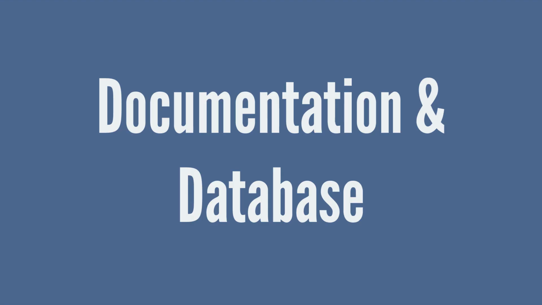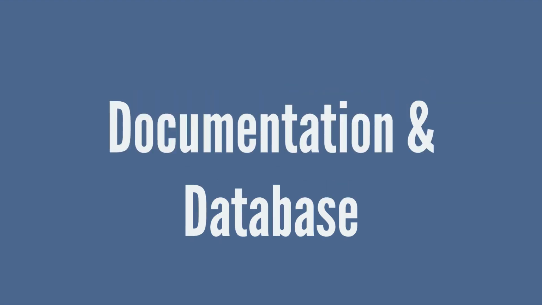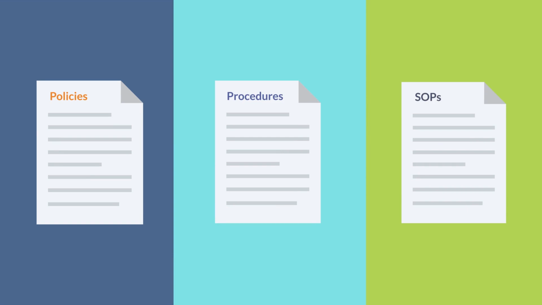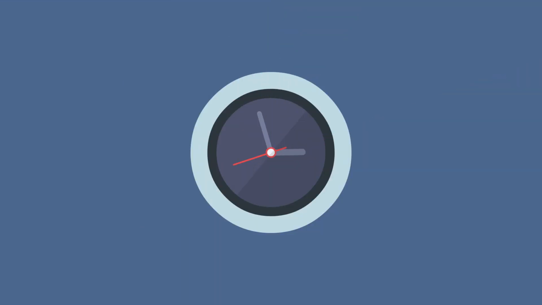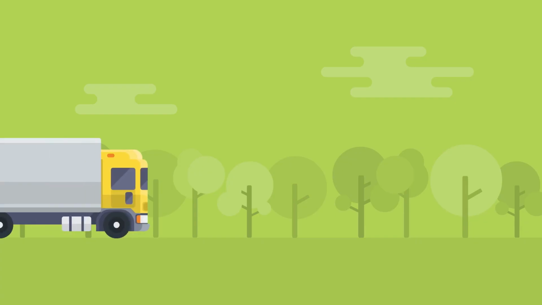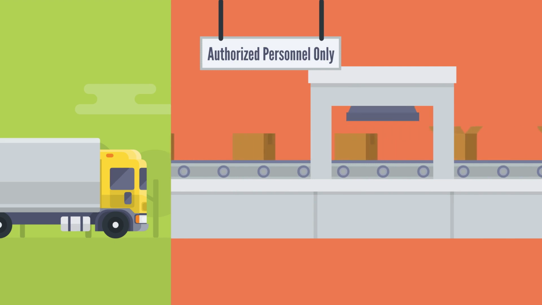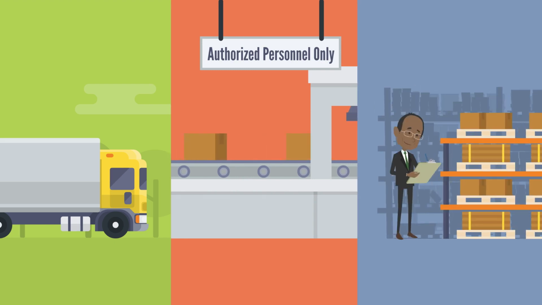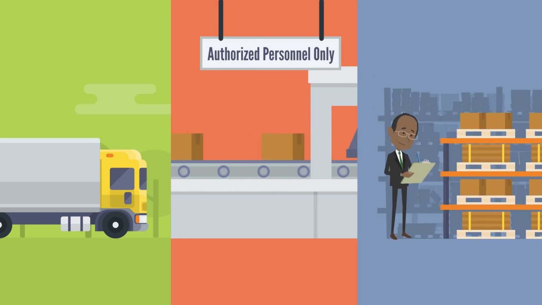Documentation and database is the largest component. Documentation includes all the policies, procedures, and SOPs that include all the details about the chemical inventory management system. It is typically the longest to implement and should be continually assessed and updated to ensure best practices are always being followed. Documents that address policies or procedures for procurement, chemical transportation or transfer, access control, waste or chemical removal, and inspections or audits are all necessary.